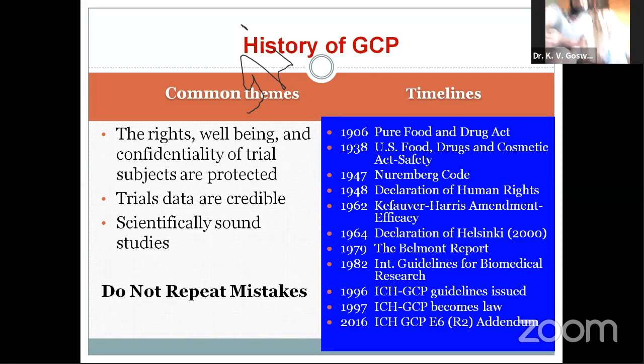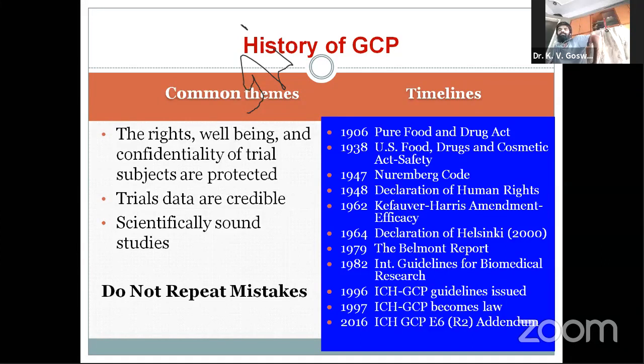So from the timelines, as you can see, it started from 1906, and until 1938, only the safety of the product was important. But then the sponsors were claiming whatever efficacies they wanted to say because it was not going through the FDA. And now FDA has become more stringent where the efficacy is important, and the sponsor is responsible to ensure that the trial is conducted on an ethical standard. And then the ICH guidelines came into the picture, which became law in 1997 in some of the countries, but it's mostly guidance.